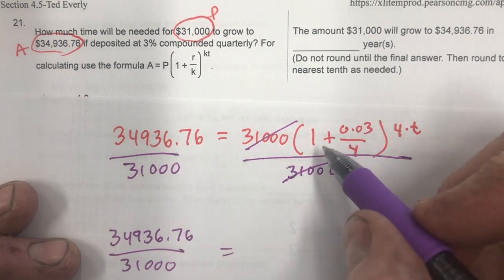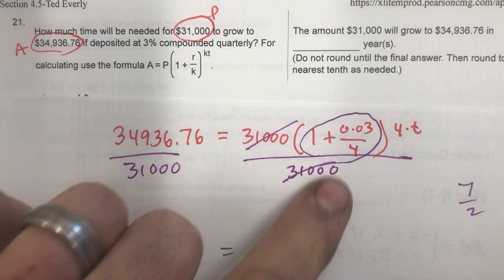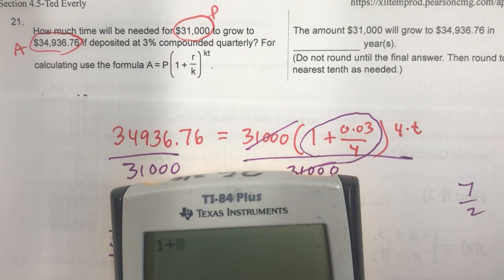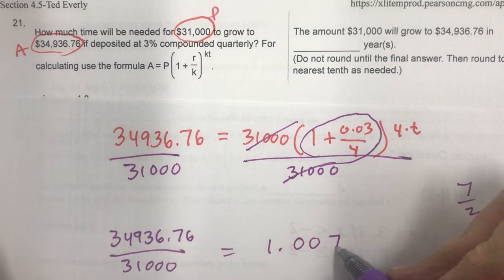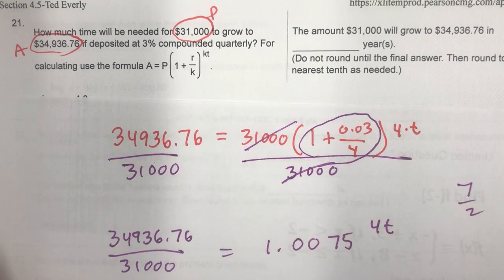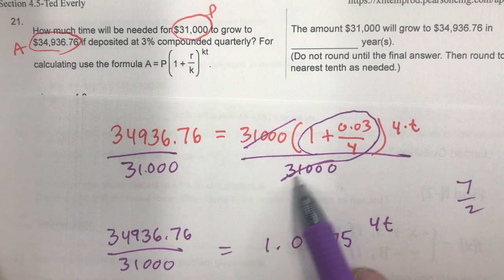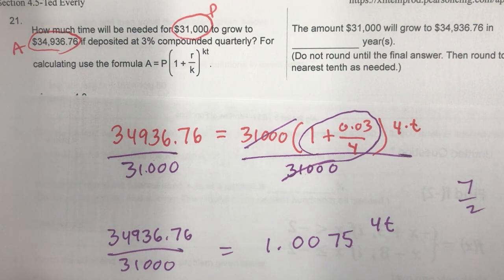But it equals, now right here, all this inside here, I can punch that in, because I think this will divide and come out to something kind of simple. So 1 plus 0.03 divided by 4. Yeah, 1.0075. And so there we go. I divided both sides by this, which I'm just going to leave there, and then all of these I could punch in and get this number to the 4t power. And see, my t is in the exponent, and I've got all this isolated now.